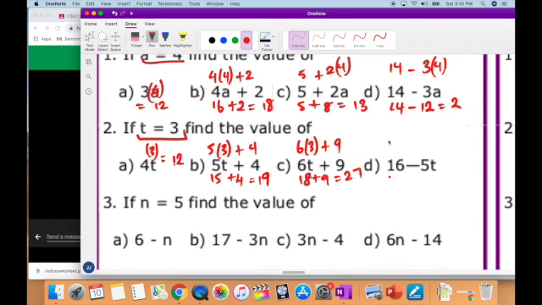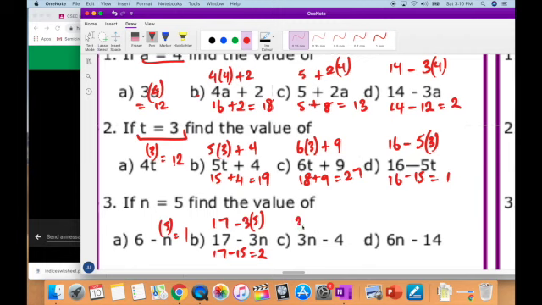Come again. 16 minus 5 in brackets 3. So that's 16 minus 15, which is? 1. Alright, number 3. 6 minus 5 in brackets, which is? 1. 17 minus 3 in brackets 5, which is 17 minus 15, which is 2.